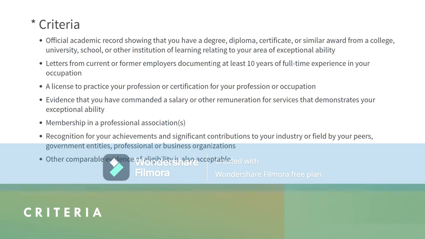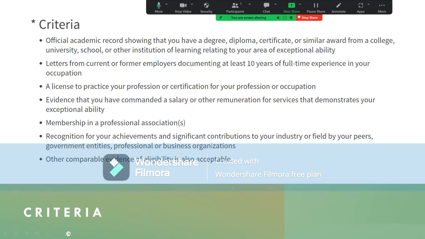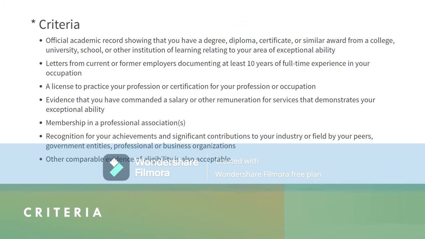We are talking about exceptional criteria now. So you must have a letter, a kind of recommendation letter, a kind of employment letter that shows that you have certain experience, like a license to practice your profession or certification for your profession or occupation.